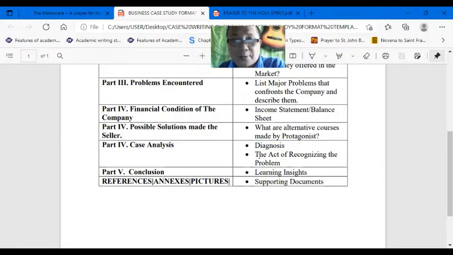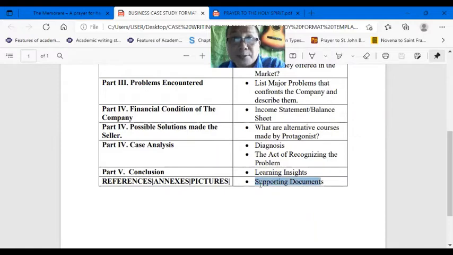So the act of recognizing the problem. And finally, of course, you have to do a synthesis, a conclusion of the case. What are the learning insights that we could draw from the case? And then, of course, what's important, your references. The protagonist, the entrepreneur, the annexes, pictures, supporting documents. Aside from income statement and balance sheet, we also need to have supporting documents, no?